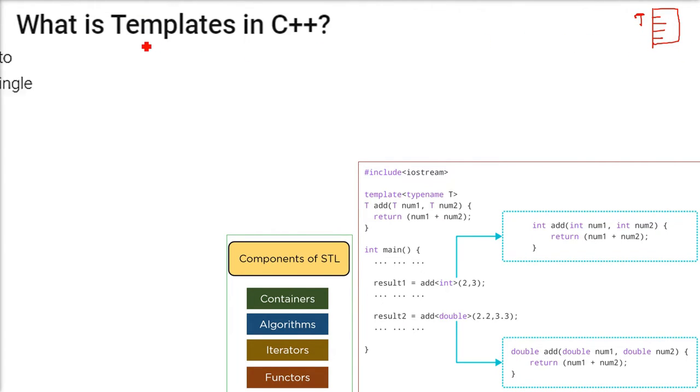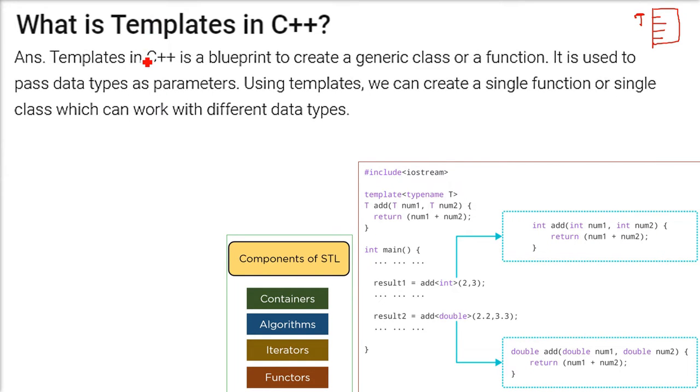In the same way, in C++ we have templates. Templates in C++ are a blueprint to create a generic class or even a function. This template is used to pass data types as parameters, so you don't even write the data types. They are also parameters. Using a template, we can create a single function or a single class which can work with different data types. That is why we call it a blueprint.